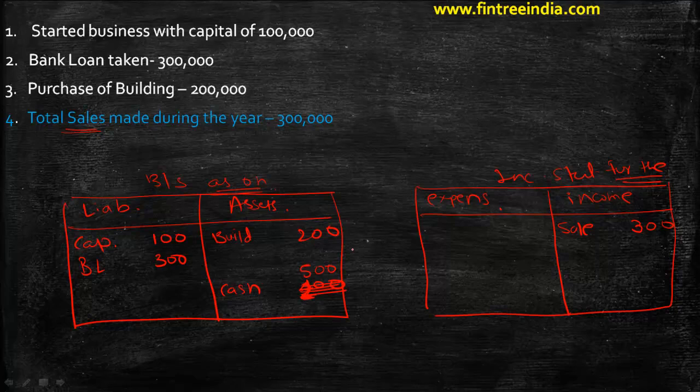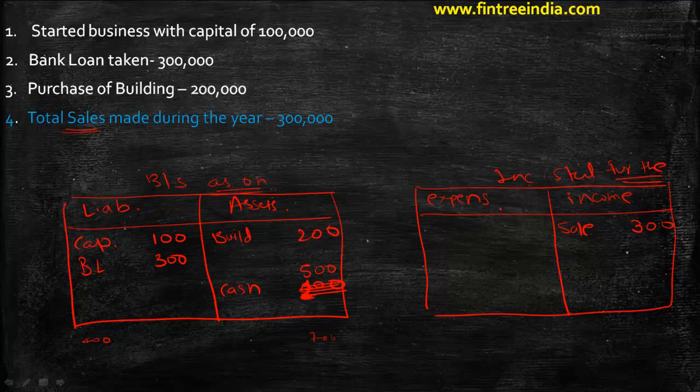Now let us try to take the total of the balance sheet. This side the total is 400 and this side the total is 700. That means the balance sheet is not really getting tallied at this stage. And what is the reason? The reason is that there is some item that we have on our income statement and the effect of that item needs to go to the balance sheet.